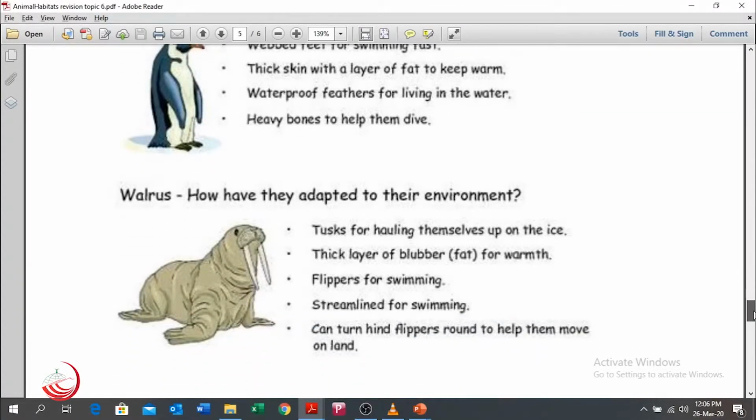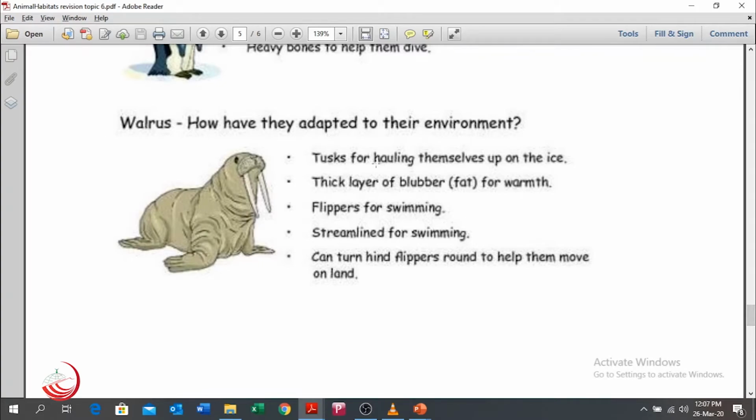Walruses. How have they adapted to their environment? Tusks for hauling themselves up on the ice. These are tusks. Those are not teeth, they're tusks. They don't actually eat with them, so they're not teeth. Hauling themselves up means pulling themselves up on the ice. If they're swimming in the water and they want to go up on the land, they use these tusks to grab on the land, and they pull themselves up.